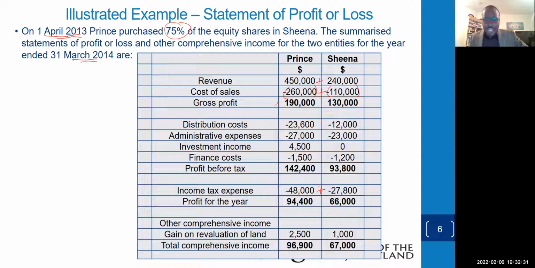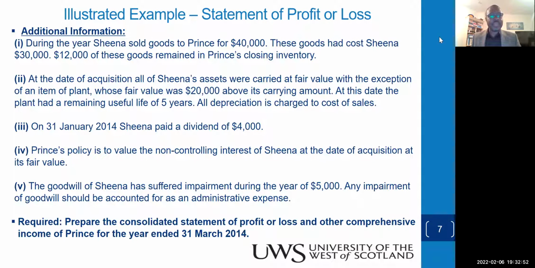And then in this question, there is another element of other comprehensive income: gain on revaluation of the land. Otherwise, we would have ended here. But there is other comprehensive income, which we need to consider. Now, there are some footnotes which have been given. Let's look at these and analyze them.